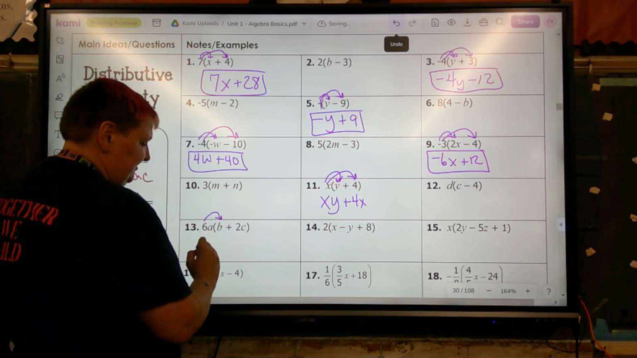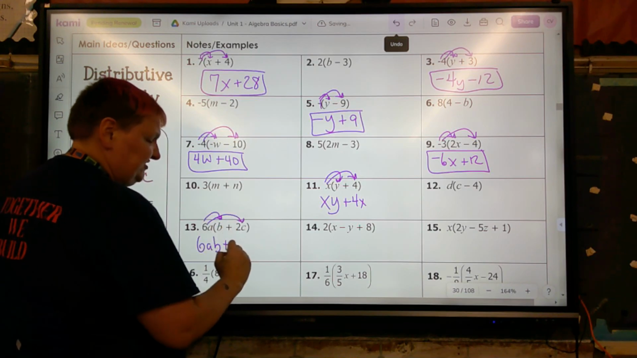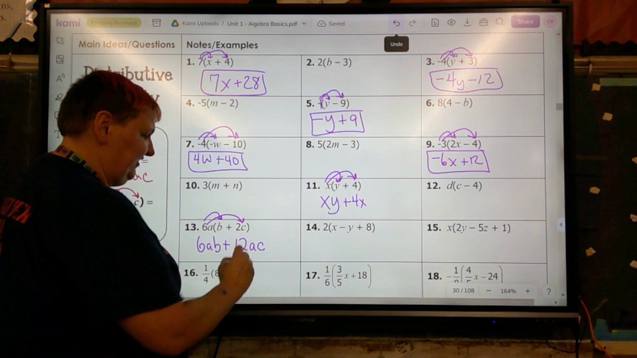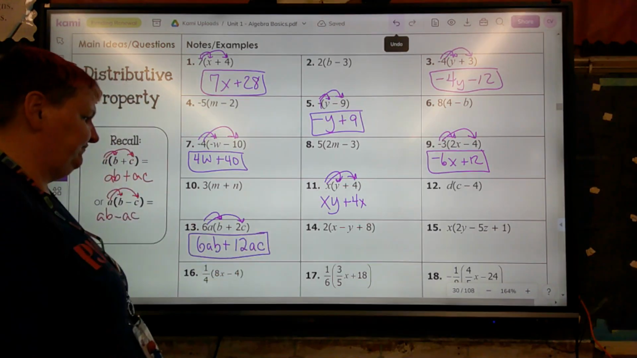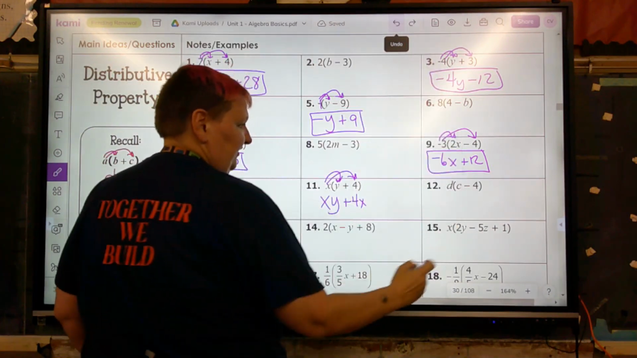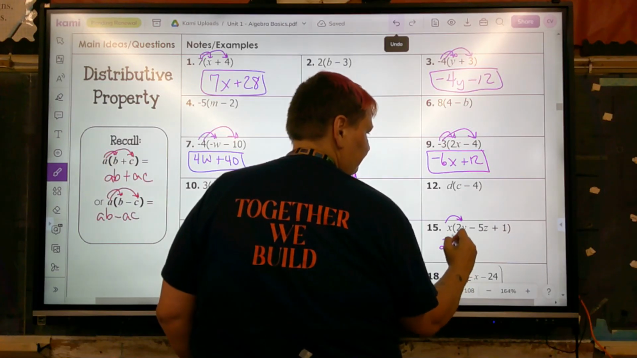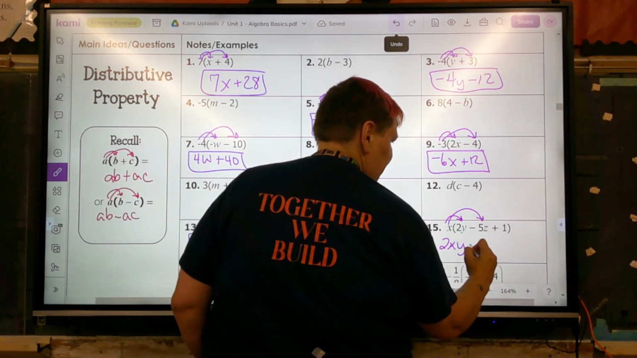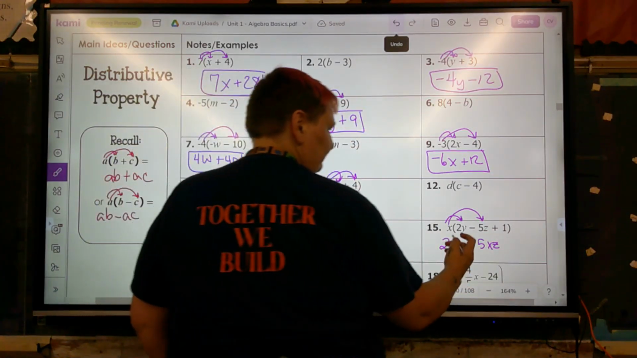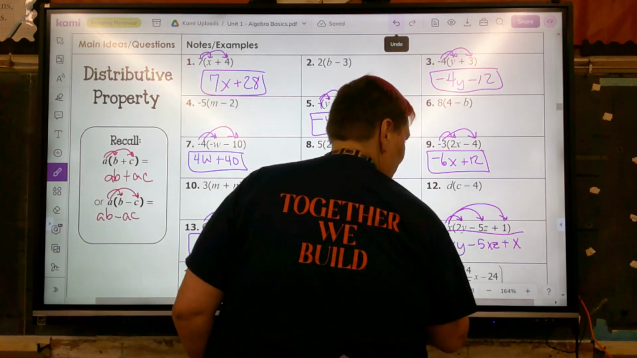6a times b is 6ab. And 6a times 2c, alphabetical, is 12ac. Right? Alphabetical. Doesn't matter how much is in the parentheses, you just keep distributing. X times 2y, 2xy. X times negative 5z, negative 5xz. This is where you try to figure out if you know your alphabet. X times 1 plus 1x or plus x. Either way is fine with me.